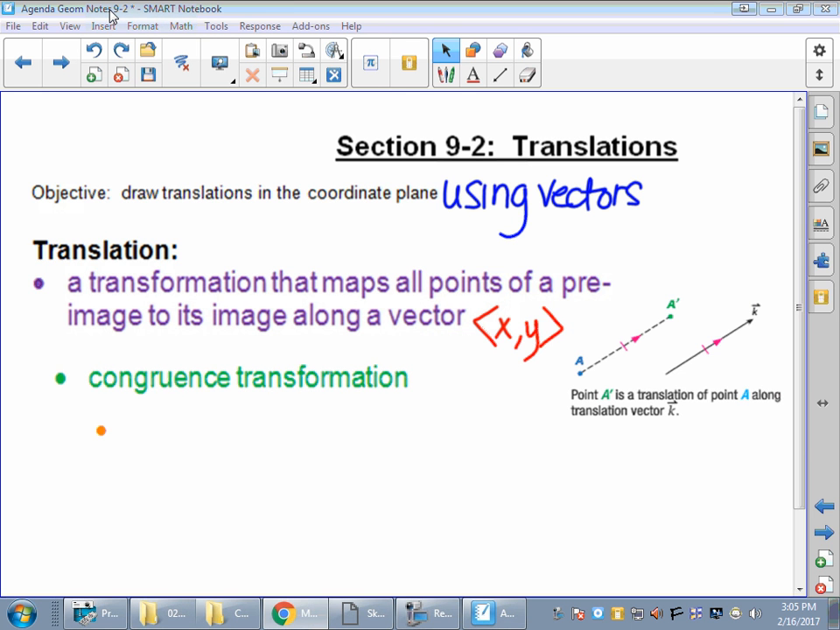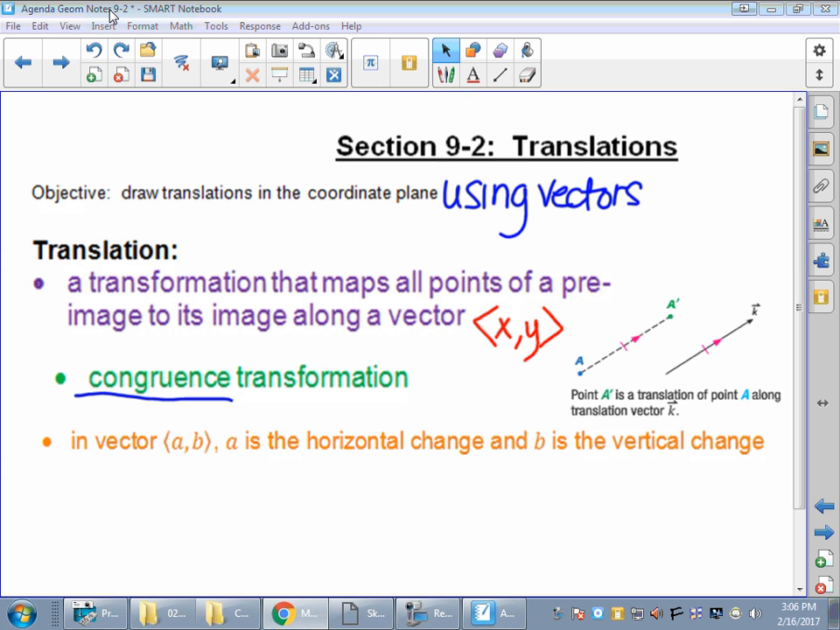This is also a congruence transformation, which means that although the image changes its position on a coordinate plane, it will not change its size. It is congruent. The image and the preimage are congruent to each other. And in vector AB, A is the horizontal change, in other words, the x direction, and B is the vertical change, aka the y direction. So everything feels very ordered pairish, although we're using that vector to do some work with them.